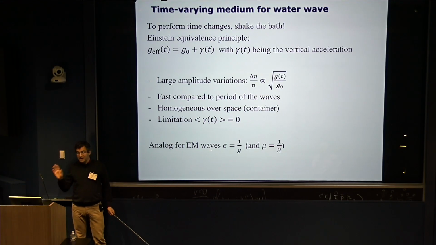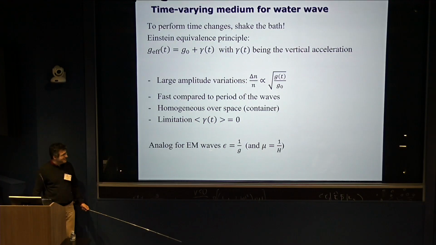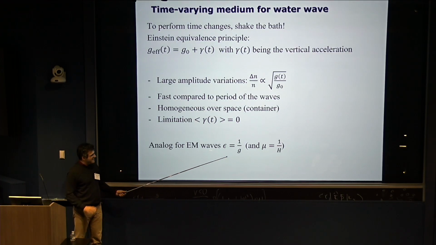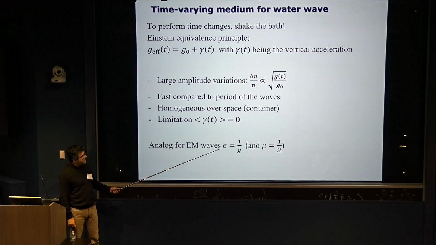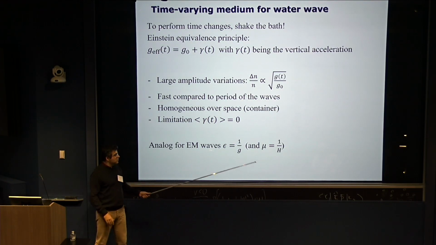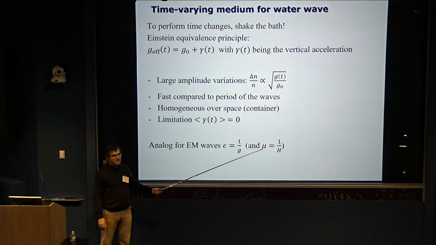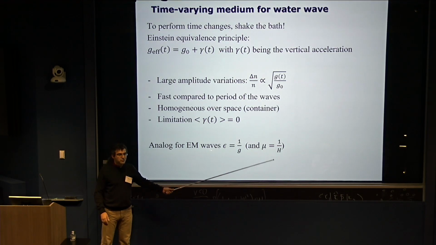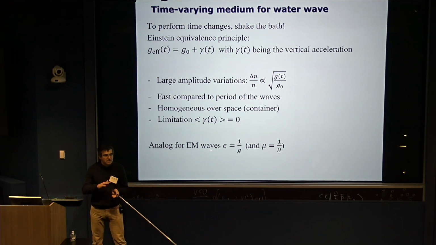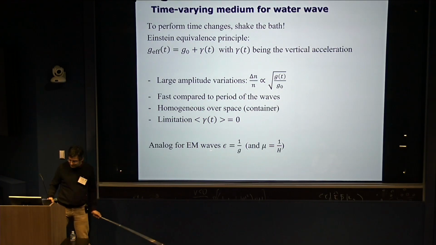So you can do the analogy, and we played with Nader 2 years ago, I think, about the analogy. The analogy is that the permittivity in electromagnetism would be 1 over G, and the permeability would be 1 over H. This is very easy to change, by the way, in optics also, and for us this is much less easy to change. This would mean that you change the depth of the fluid while it's going on. I don't know how to do that, so this we will not touch.